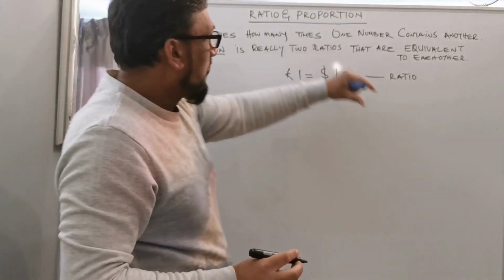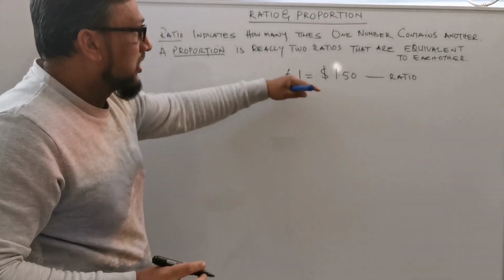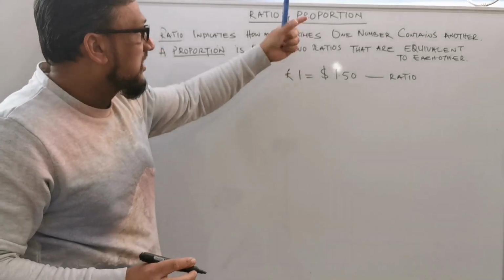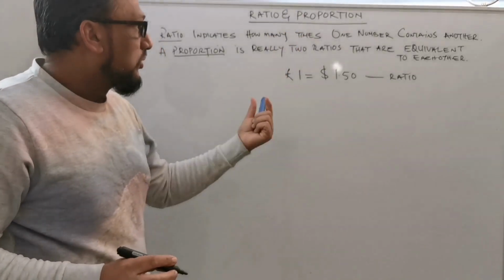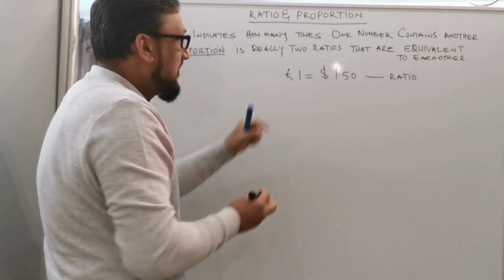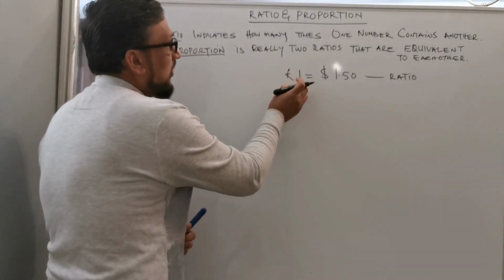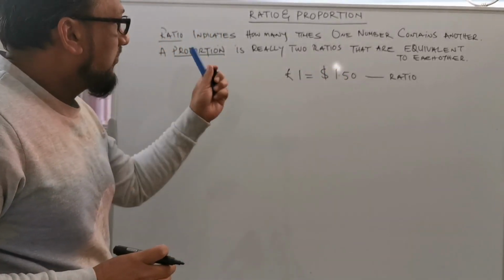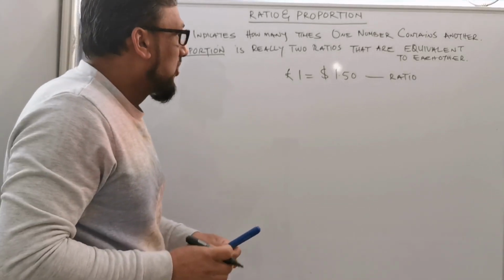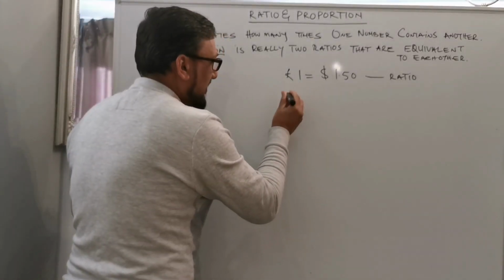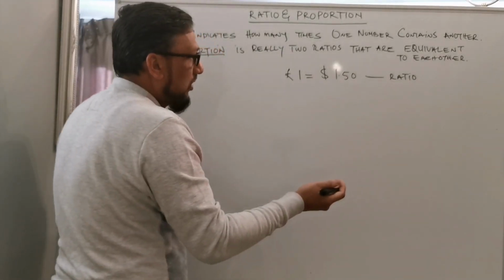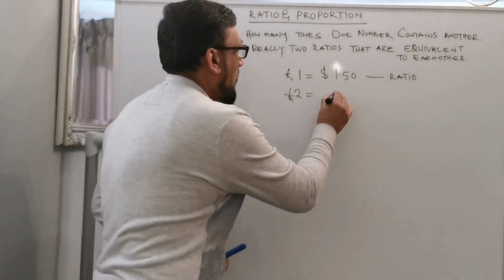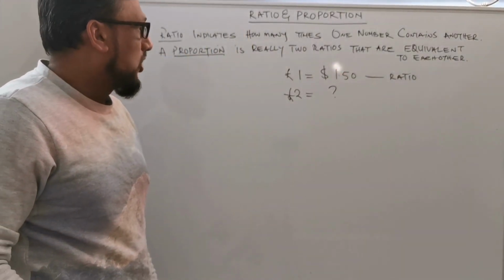And proportion means two ratios that are equivalent to each other. So that's the basic difference between ratio and proportion. Let me take an example. If I say one pound equals $150, the question is how many dollars are equal to 2 pounds?